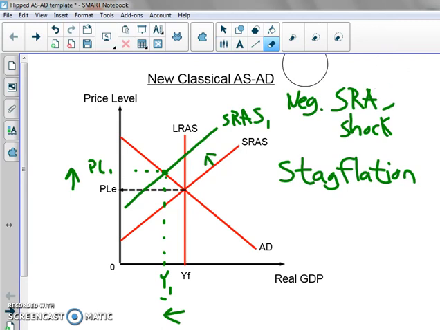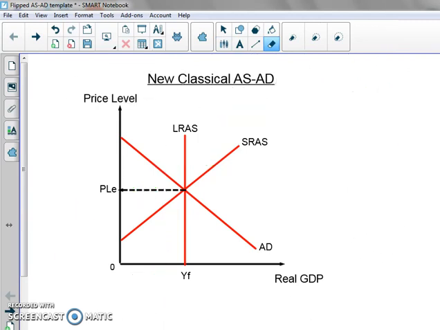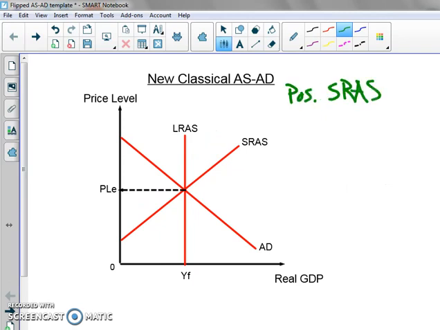And we'll finish up here by looking at the positive supply shock. So positive SRAS would be anything that lowered the cost structure for firms at a macro level. So it would pretty much be the opposite of what we were looking at. It could be falling corporate income taxes. It could be falling energy costs. It could be falling nominal wages. Anything that would shift our short-run supply curve to the right, to SRAS1.